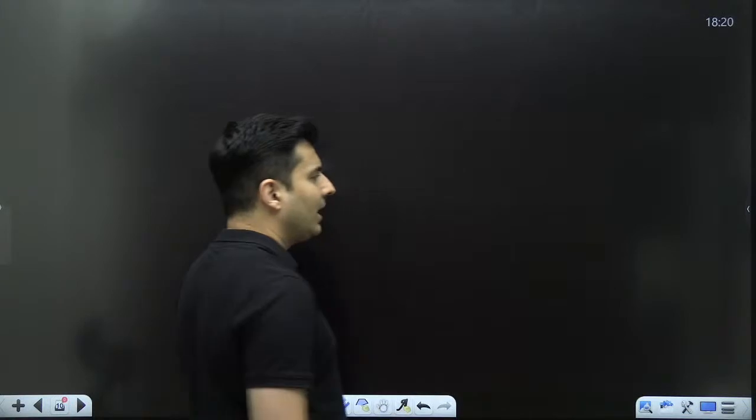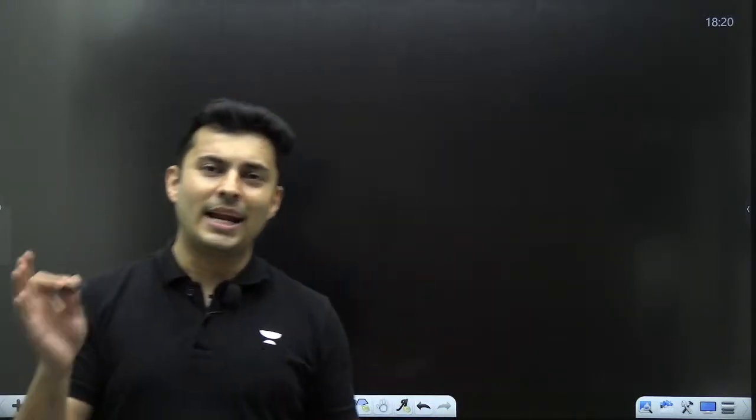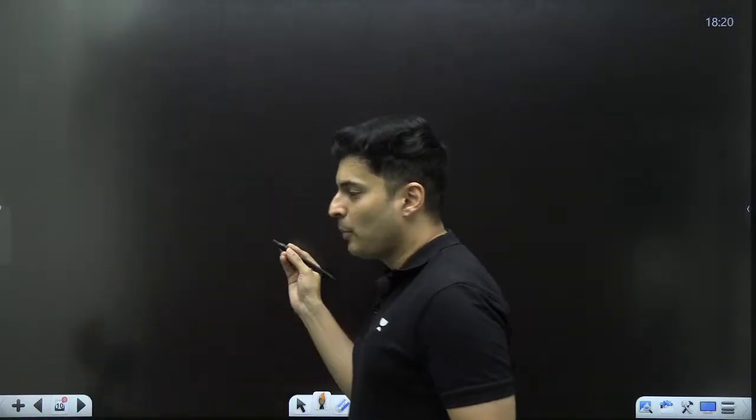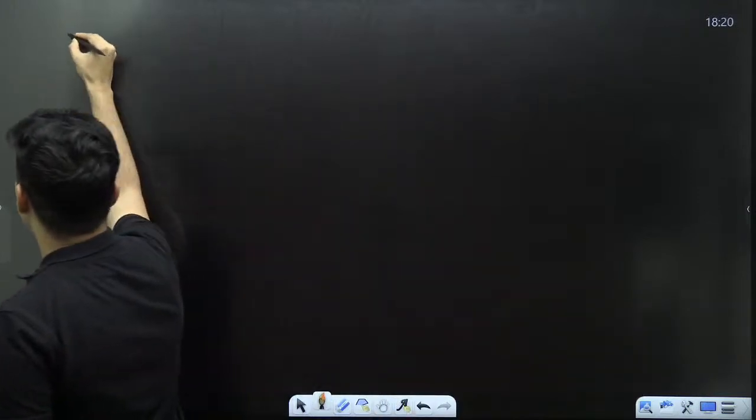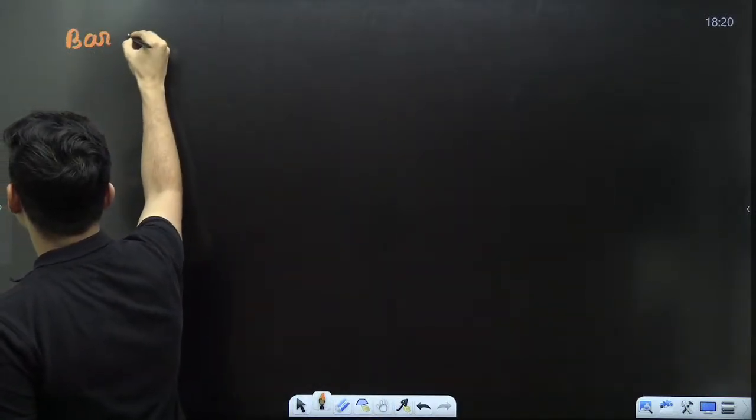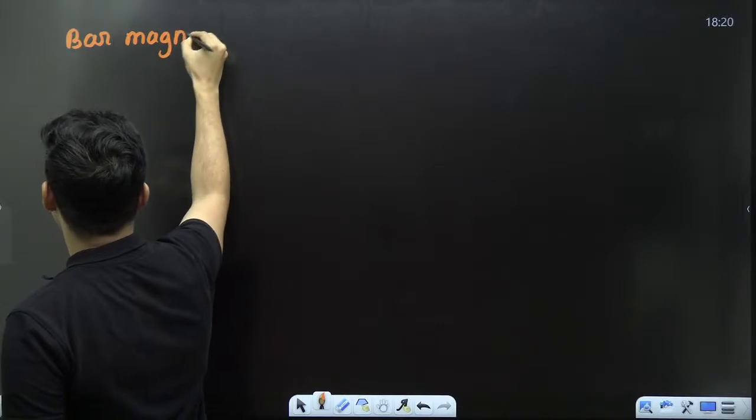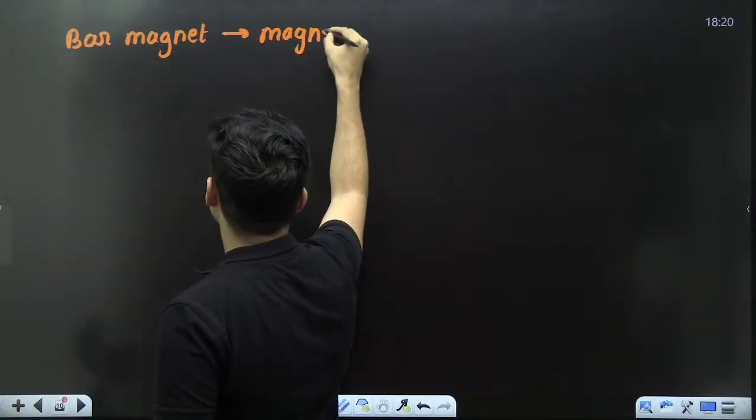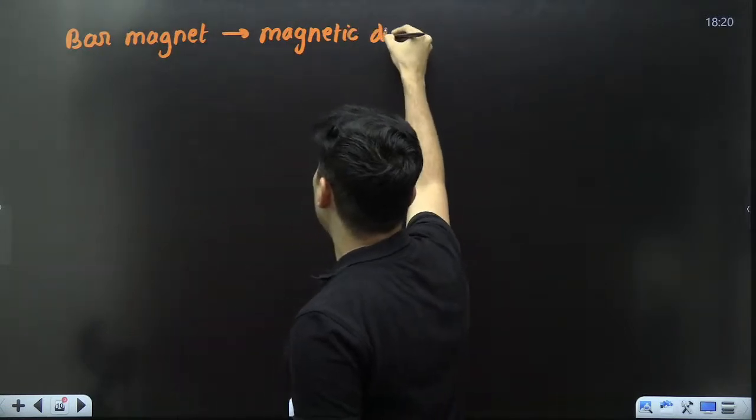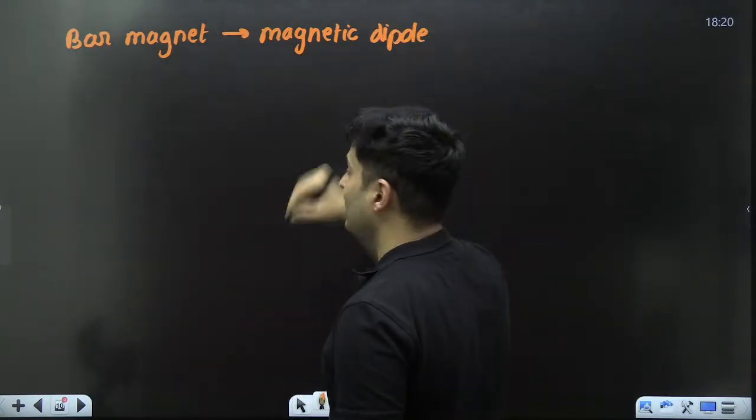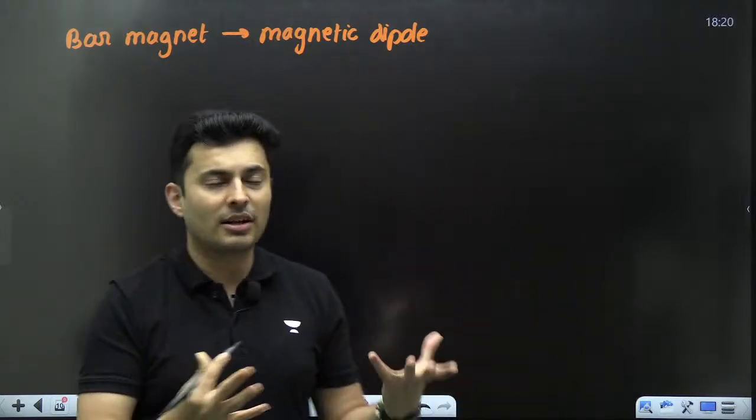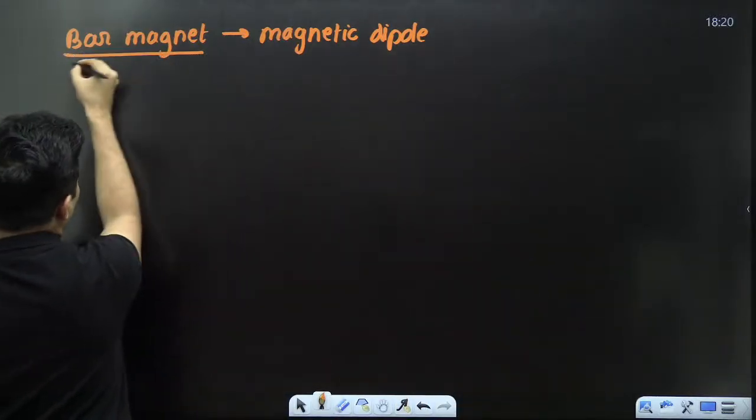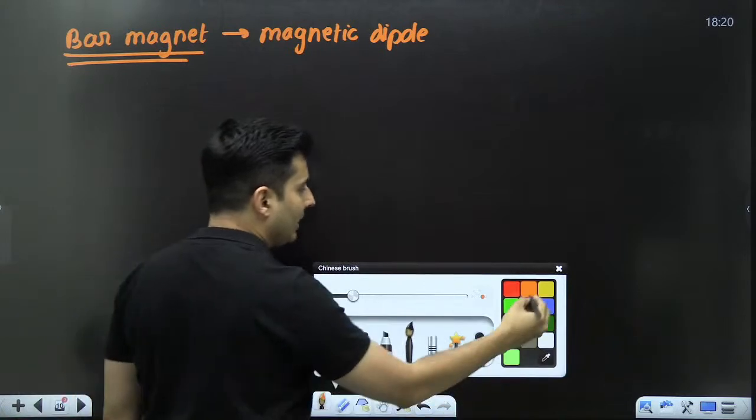You cannot separate the poles. Now, every magnet has two polarities, one North Pole and one South Pole. So it is a dipole. So I can say that a bar magnet is nothing but a magnetic dipole. And every dipole has a dipole strength. So what is the strength of such a bar magnet, which is nothing but a magnetic dipole?